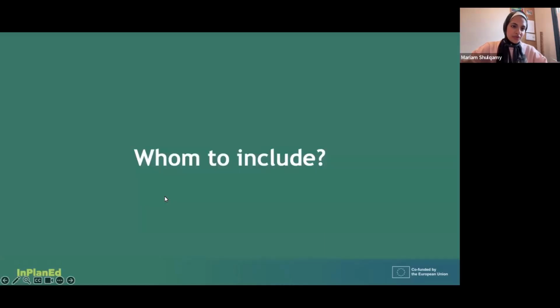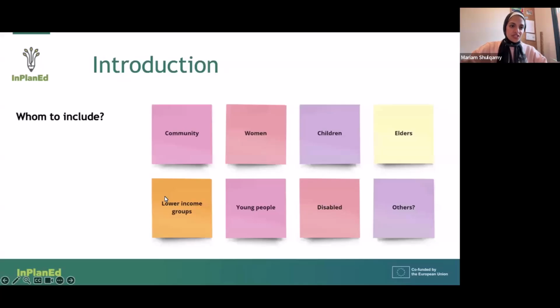Now, another important question that we need to ask is: whom should we include? The answer to this one is simple as well: everyone. The urban environment must accommodate the needs of all people, including marginalized and disadvantaged communities, ensuring that no one is left behind. So we should take into consideration the local community, women, elderly, children, youth, lower income groups and vulnerable groups, disabled, any other groups you can think of.